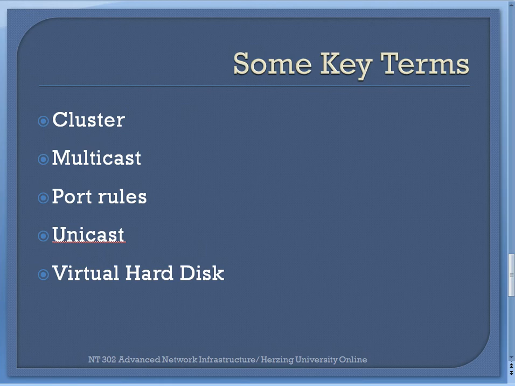The next term here, port rules. This is the part of the network load balancing configuration that allows an administrator to specify how network load balancing will direct traffic based on the port number and the protocol that's being used. Unicast is a type of network communication where a host sends packets to a specific host.